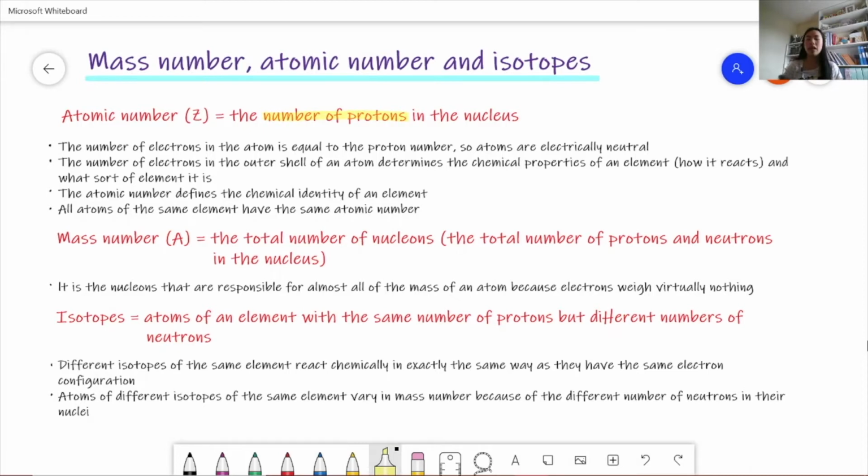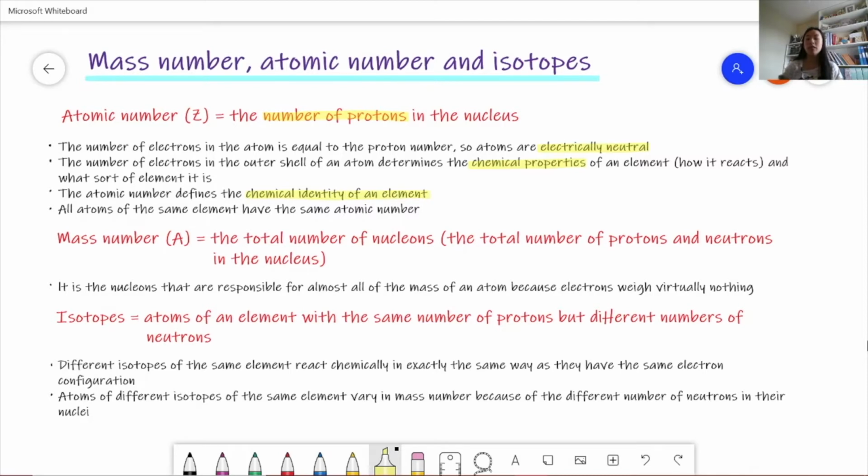And so the number of electrons in the atom is equal to the proton number. The proton number is also the atomic number. And so atoms are electrically neutral because we have the same number of positive charges and negative charges. And the number of electrons in the outer shell of an atom determines the chemical properties of an element and also what sort of element it is. And the atomic number defines the chemical identity of an element.